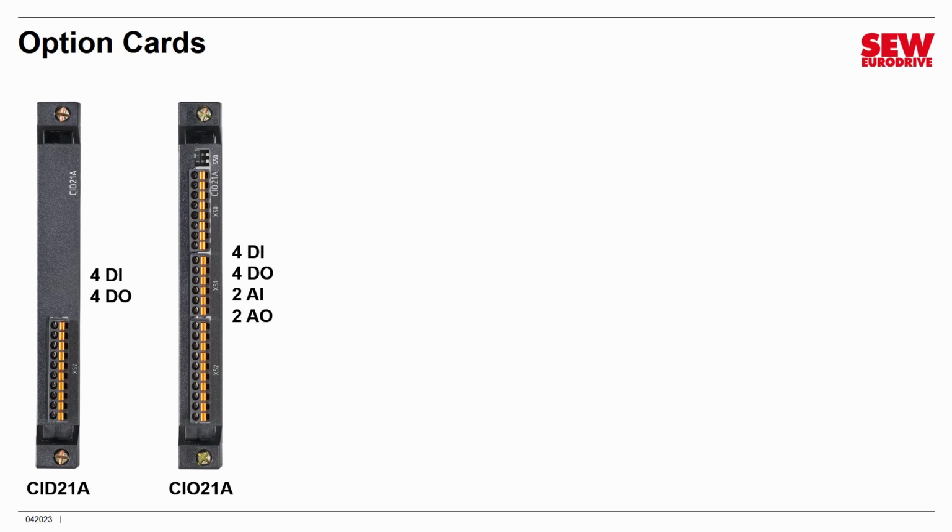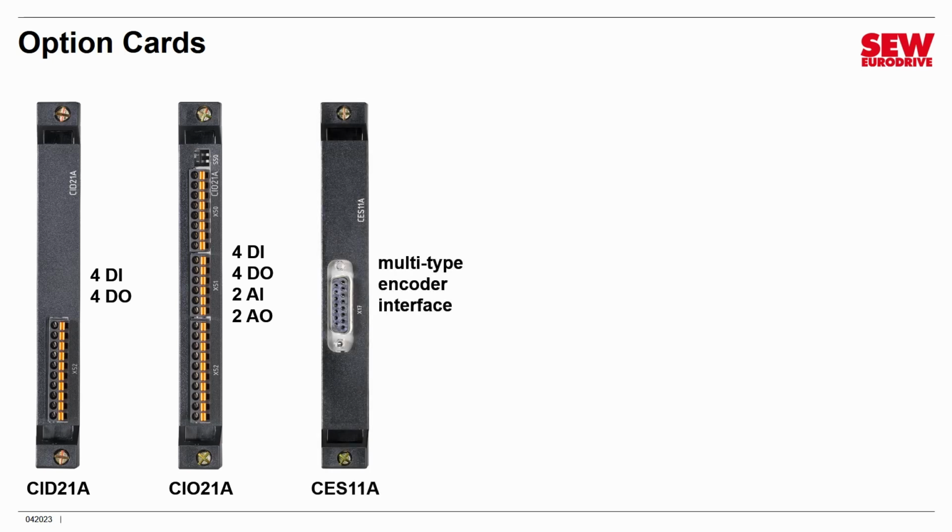So that's out there. What if you need 2 encoder interfaces? Maybe you need the built-in one to connect to a motor encoder, and then you want to connect up to a laser linear encoder as well. Well, no problem. Buy a CES11A and connect that up to your second encoder.